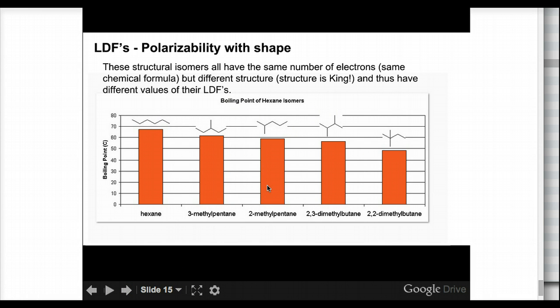Here's another example. These are all isomers. Now, if you notice, these things look like little lines here. These are carbon atoms bonded to carbon atoms. They leave out the H's, and you're just seeing the carbon chain. These are all structural isomers as well. And notice the boiling point drops as it branches. So as there's more branching, as it gets more what? Circular, it becomes what? Less polarizable. It's a word you have to use. The straight chain is more polarizable, therefore the LDFs are stronger with a higher boiling point.